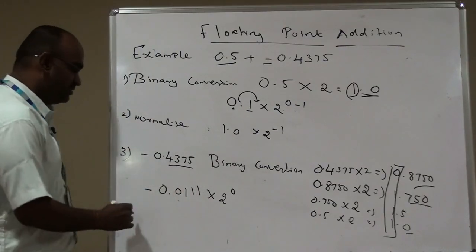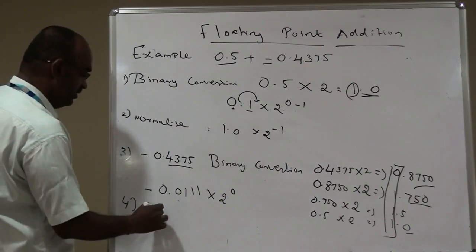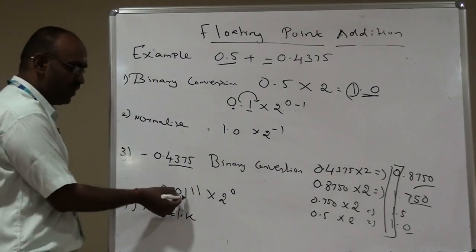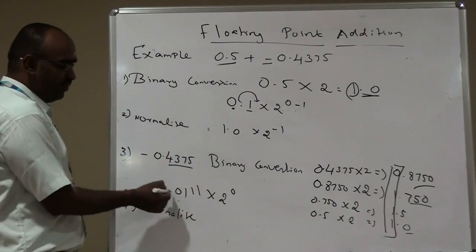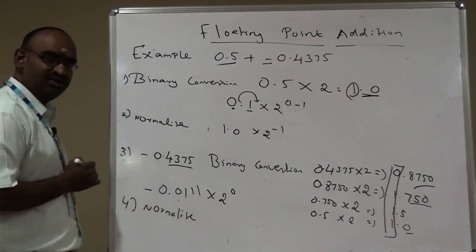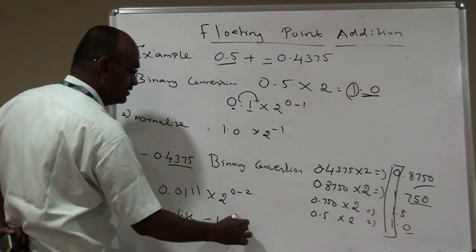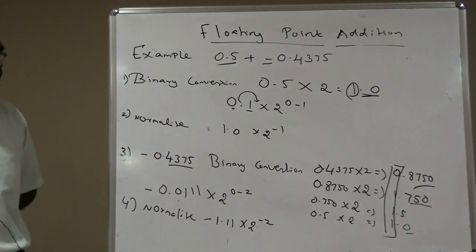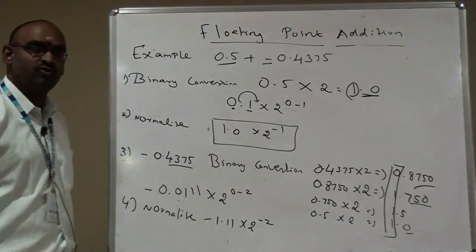Now again there is a normalization needed; there is a leading 0, so we cannot do any operation. So we have to normalize this value. How to normalize? We have to shift right, because the 1 is here and the precision point is here, and we have to make it 1, right? How many points do we shift? That is 1, 2. We shift by 2 points. So minus 1.11 into 2 power minus 2. After normalization, the first value is 1.0 into 2 power minus 1.